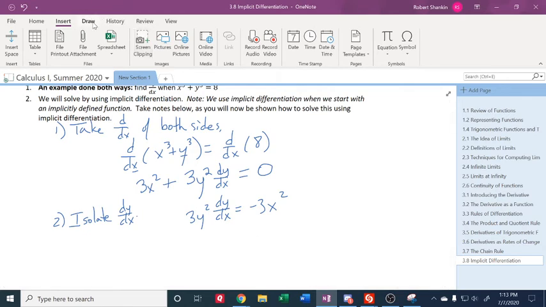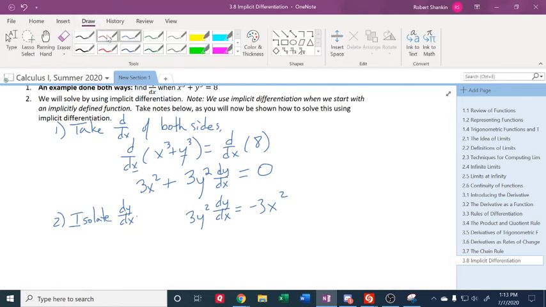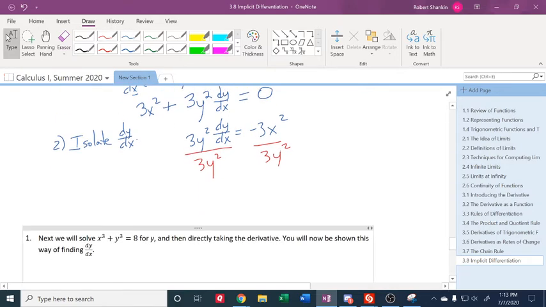Next, I am going to divide both sides by 3y squared to get the dy dx all by itself. So I'm going to get dy dx. The 3's cancel.